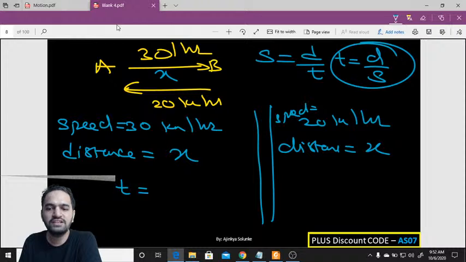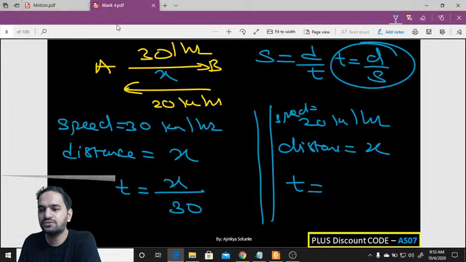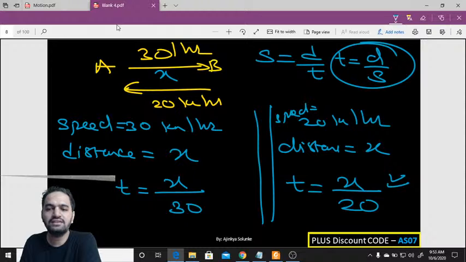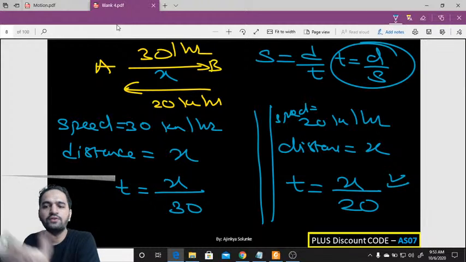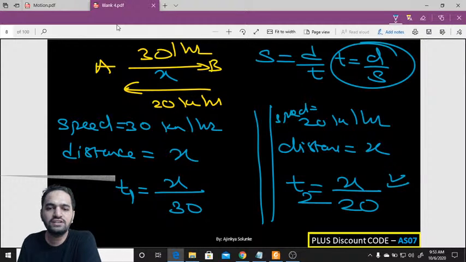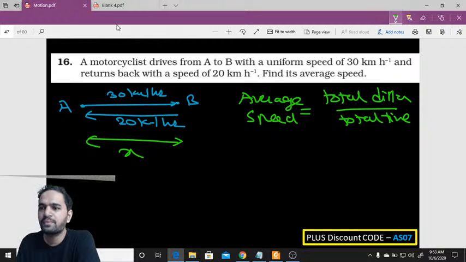Time would be distance by speed. Distance, that is x, and speed would be 30. For this also, the distance would be x and the speed would be 20. Right? x by 30 and x by 20, the time. This is for the first case, this is for the second case. And what is the distance? That is x and x, right? Now we can put it. So we already have time for both the cases. For time 1 it was x by 30, and for time 2 that is x by 20.